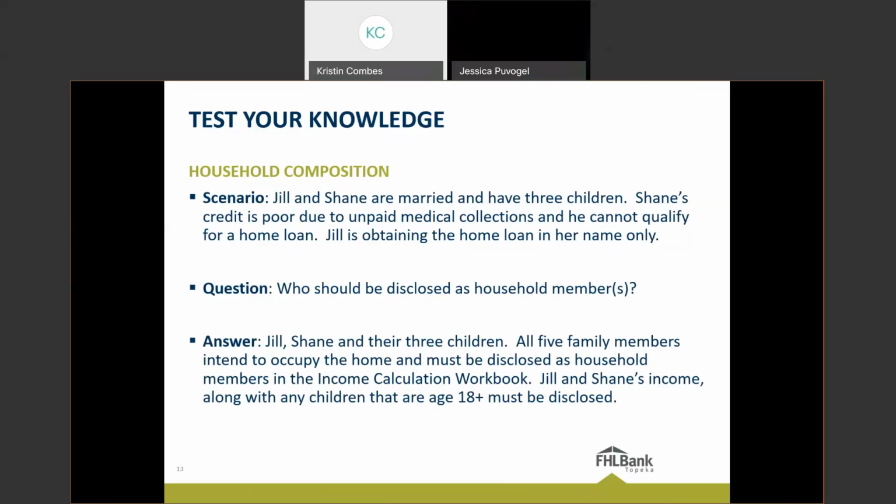Again, it is really important to keep the loan and grant guidelines separate and follow both for their corresponding program. Although Shane's income isn't being used to qualify for the loan, his income does have to be considered for the HSP grant qualification.